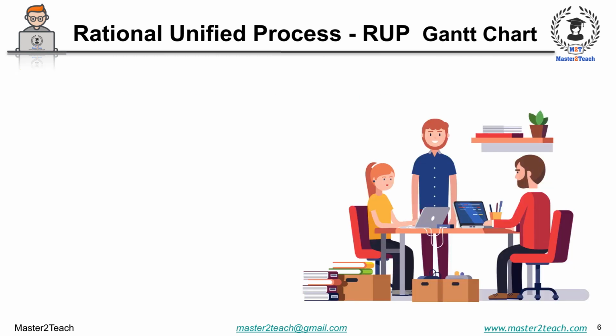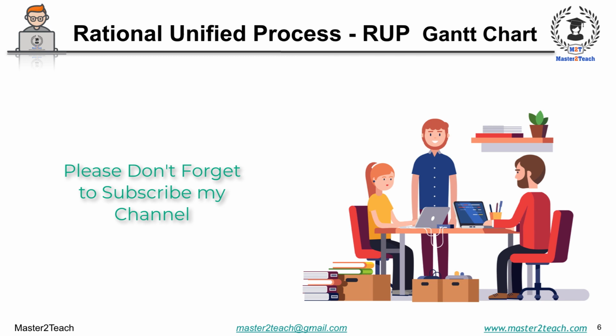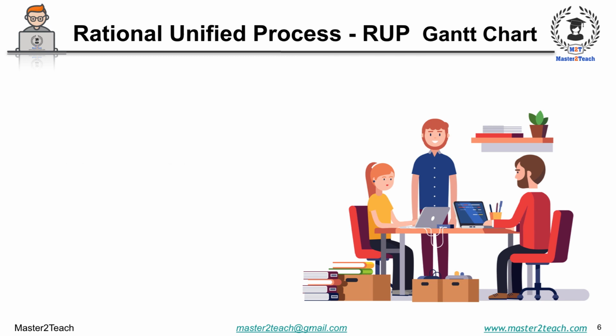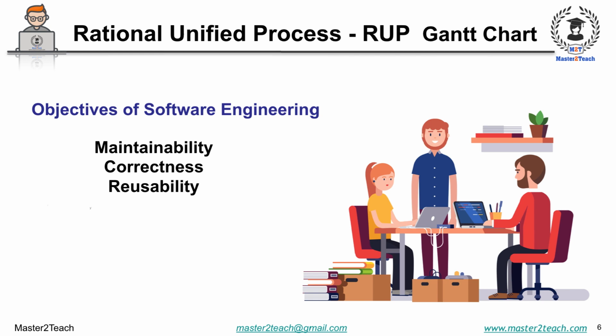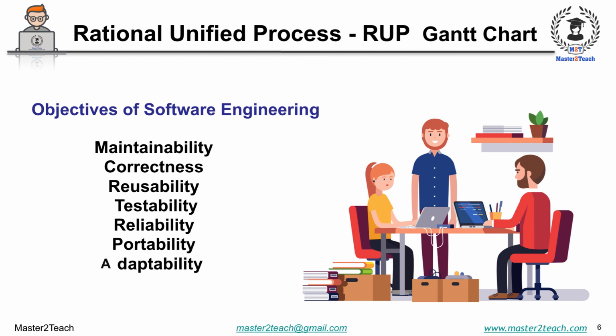Software engineering is an organized approach to the design, development, operation, and maintenance of software systems. The objectives of software engineering are maintainability, correctness, reusability, testability, reliability, portability, and adaptability. As a software engineer, to establish a good and efficient system in a company needs more practice and more effort into it.